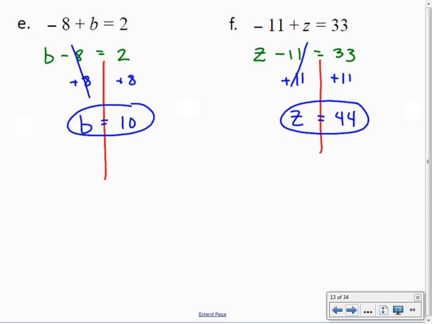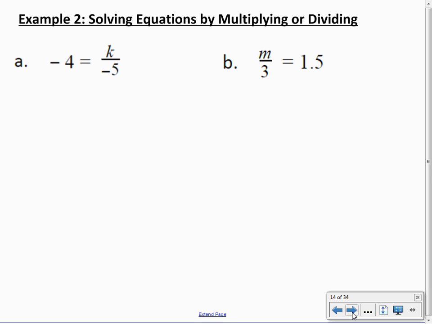So these equations that we just saw all used addition and subtraction. So let's look at some that use multiplication and division. For example A, our variable is on the right side instead of the left side, but there's nothing wrong with that. That is totally fine. We're still going to split it into two sides.